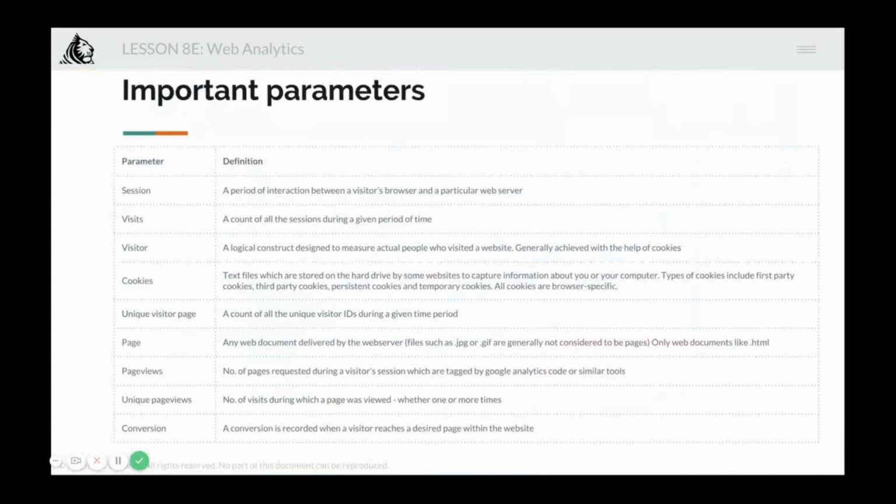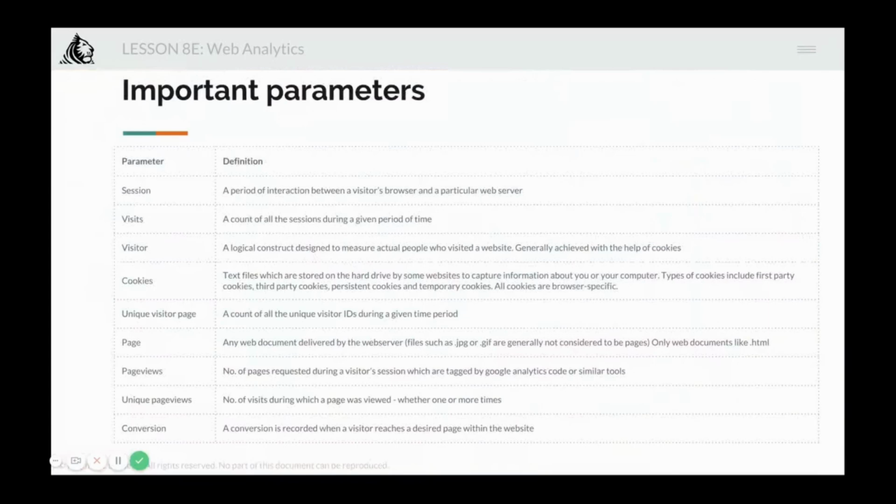And the last parameter is conversion. A conversion is recorded when a visitor reaches a desired page within the website. So within the site, you have, let's say, defined that I would like to understand how many people are viewing our products. So after landing on the home page and after clicking on categories and after doing some search, how many people are eventually landing up on the product description page? And I'm going to treat that as a conversion, right? And that conversion is recorded when a visitor reaches a desired page within the website.